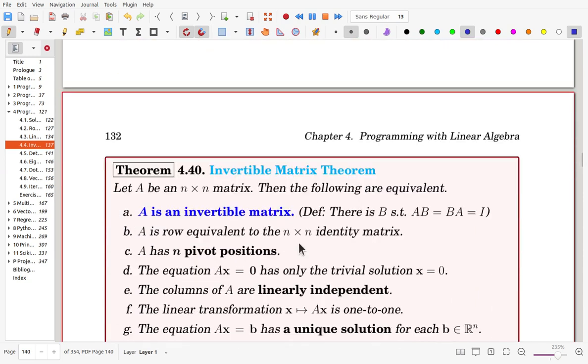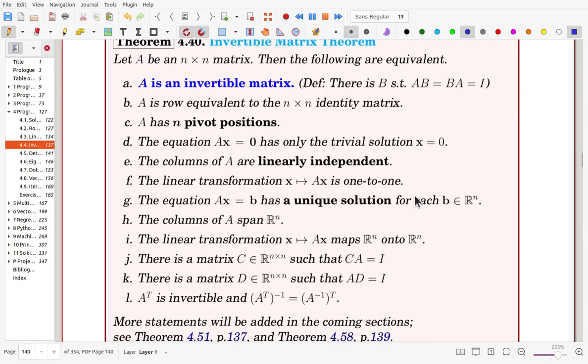Okay, that is the invertible matrix theorem. If A is an n by n square matrix, then the following are equivalent. This is an equivalent theorem for invertible matrices, and originally invertibility is defined in this way. By definition, we need a matrix B such that AB and BA are the identity matrix. So it is not easy to verify this definition.